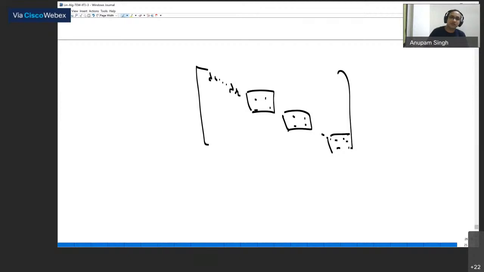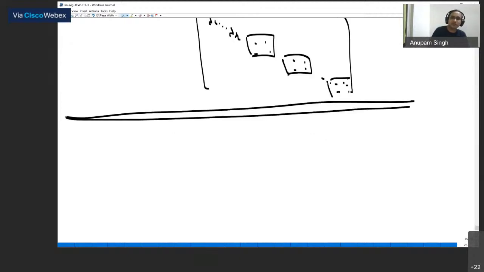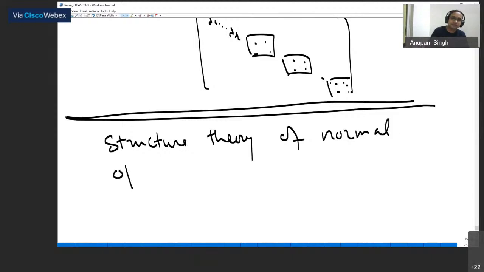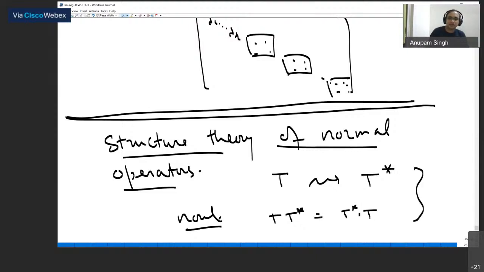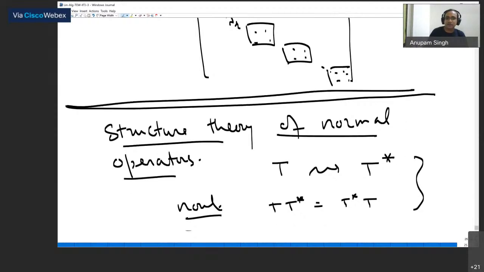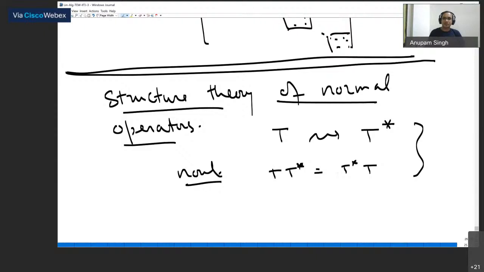These are quite important theorems, and this will follow from what is called the structure theory of normal operators. We will define what a normal operator is. To define a normal operator, we need to define the adjoint. Given T, there is a way to define the adjoint T star, and normal means T T star equals T star T. For such operators, we will get a structure theory, and this structure theory will lead to some interesting theorems.